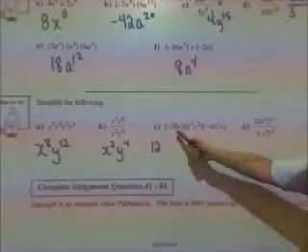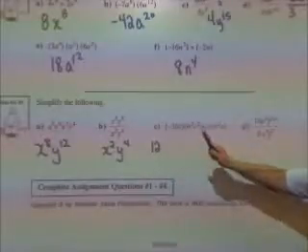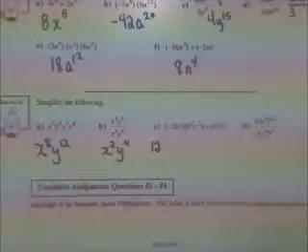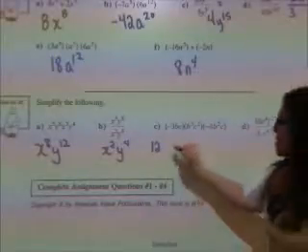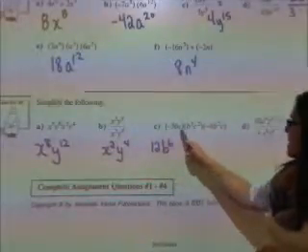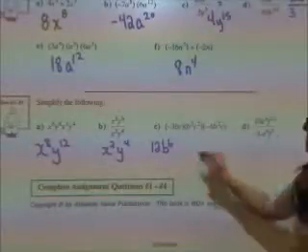Okay? Let's look at our b's. B times b cubed times b squared. How many b's do I have altogether? 6. B to the power of 6. And then c times c squared times c would be c to the power of 4.